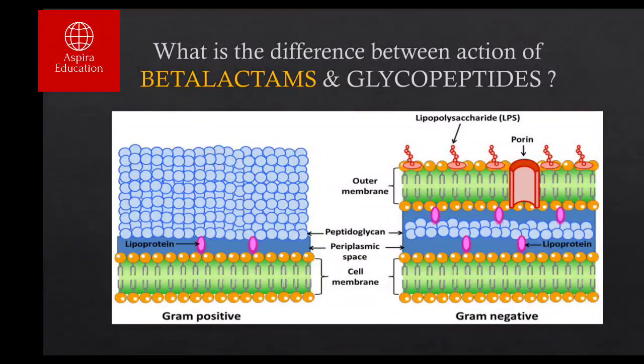Whereas beta-lactams are smaller molecules, they can enter gram-negative bacteria through porin channels and inhibit the transpeptidase enzyme. So beta-lactams can be effective against both gram-positive as well as gram-negative bacteria, whereas glycopeptides will be active only against gram-positive bacteria. This is one thing you have to remember. This has been asked in one of the exams. That's why I specifically wanted to mention this point.